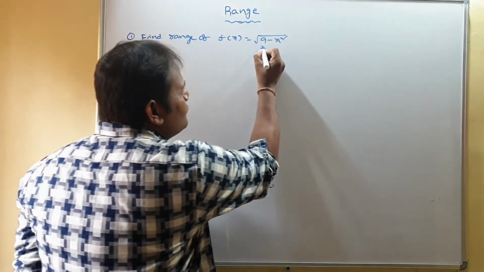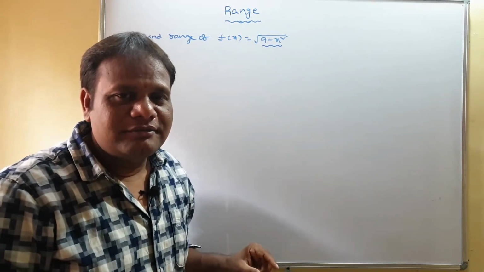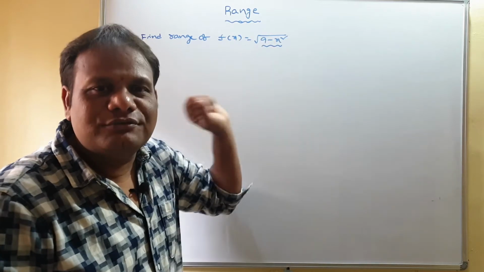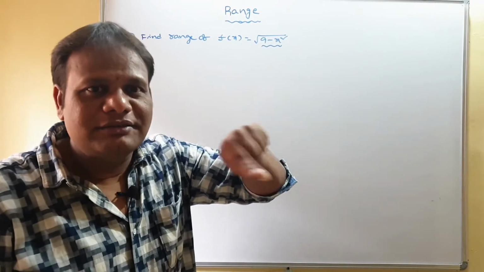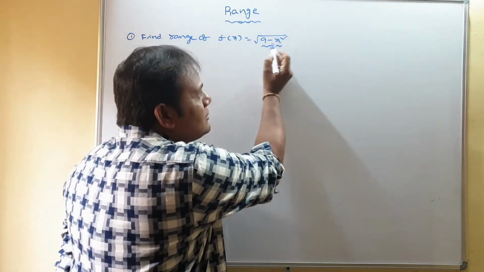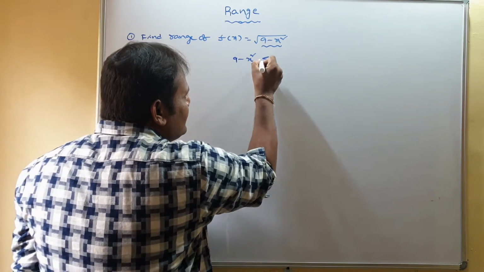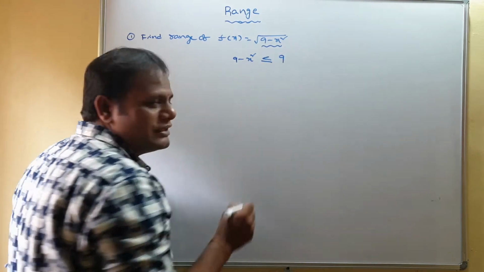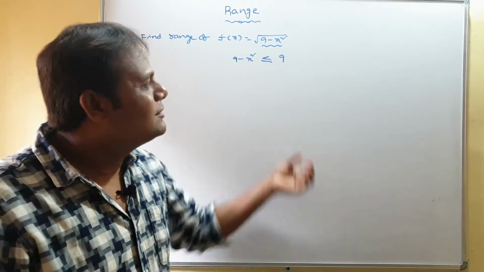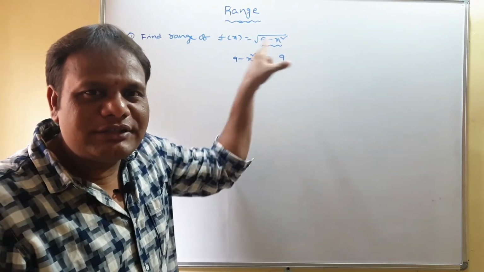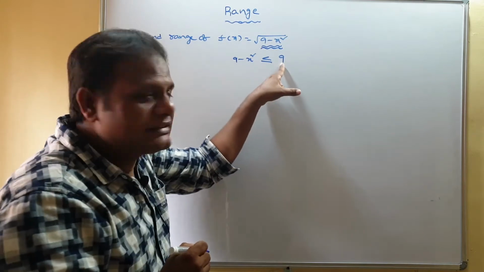See, here we have 9 minus x square, 9 minus something positive. Is it x square? x square is either positive or 0. So 9 minus either a positive value or 0 always gives the values less than or equal to 9 only. Can you get the values less than 9? Yes. Suppose if it is 0, then 9 minus 0 is 9. So 9 minus x square values are always less than or equal to 9.